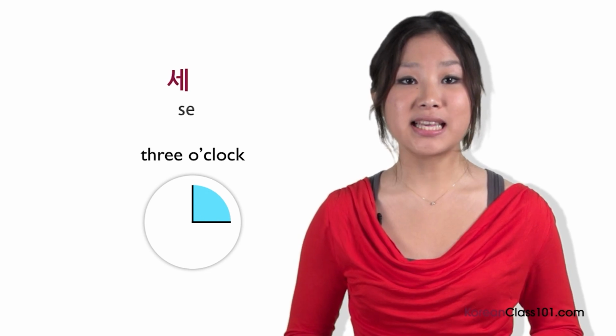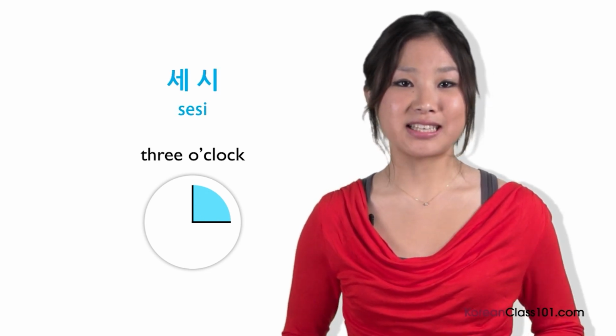Which one do we use? We use both. Some things are counted using Chinese-based numbers, and other things using native Korean numbers. For example, when telling time, we say the hour using a native Korean number and the minute using a Chinese-based number. So let's practice these numbers and learn how to say times too. Here's how to say the hour first. 3 o'clock is 3시. 3시.